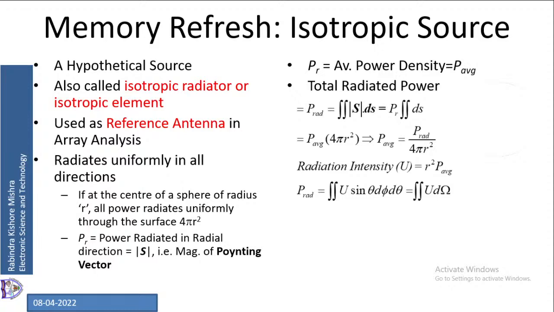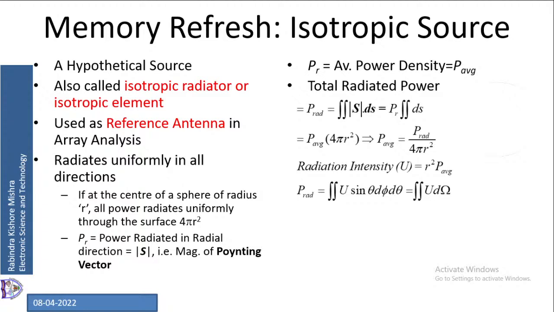It gives us 4 pi r square because of the sphere. Sphere surface area is 4 pi r square. So PR is equal to P average. P average into 4 pi r square gives us P average is equal to P rad by 4 pi r square. This we have already discussed earlier. Our radiation intensity U, that we defined as r square P average, that will be r square P rad by 4 pi r square, using radiation intensity.